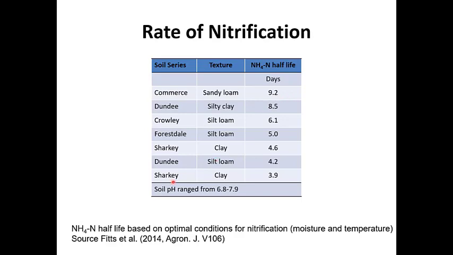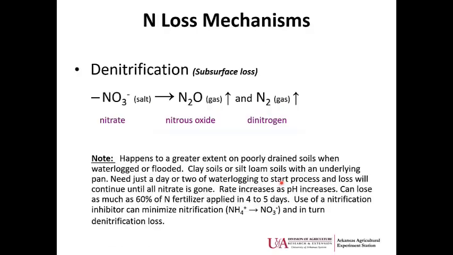If I go down here to a Sharkey clay, which is very commonly cropped to rice, you can see that I have a much smaller ammonium half-life, which means I have a much quicker nitrification rate, right? It's over twice as quick as the nitrification rate for the Commerce sandy loam. So in this instance, if I started with 100 pounds of ammonium, in roughly 4 days, I would be left with 50 pounds of ammonium and 50 pounds of nitrate. So as you can see here, as we change not only our soil series, but our soil texture, we can have very significant differences in that nitrification rate.